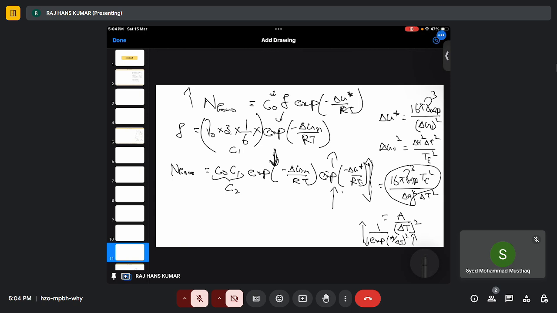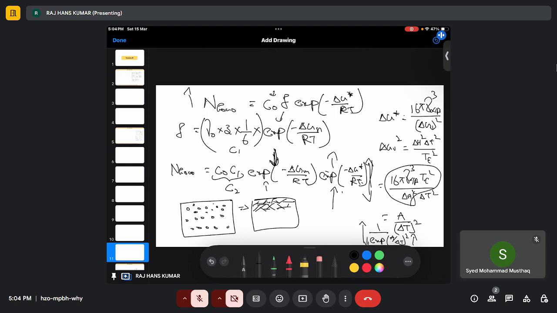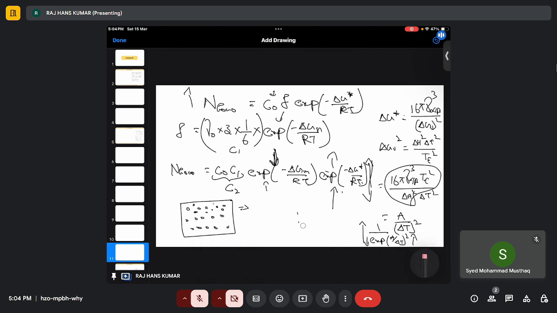That means if I try to do fast undercooling, that means fast cooling, then I have more nucleation sites formation. But do they grow? The growth depends upon the diffusion of atoms. So they won't grow much. That means after reaching room temperature, you will have a very fine grain crystal structure. You will have very fine grains.